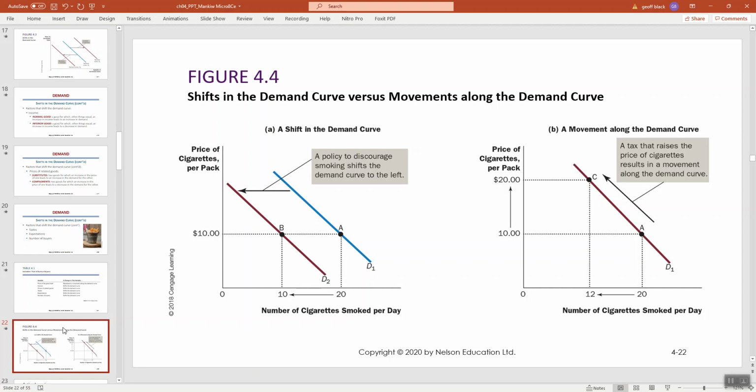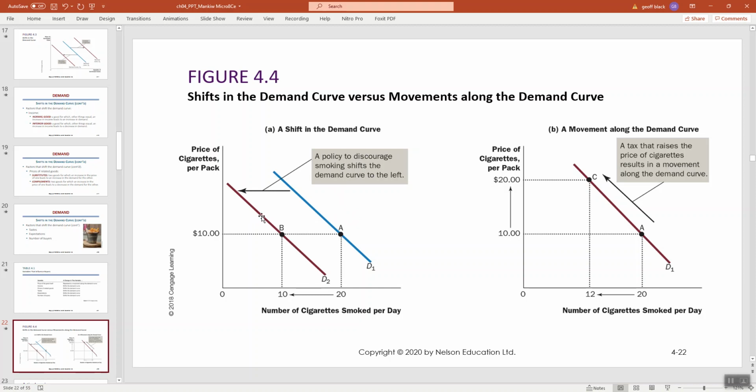All right, so let's start looking at the box here. There's a policy to discourage smoking. So first of all, if there's a policy to discourage smoking, that should have the effect of reducing the number of cigarettes smoked per day.